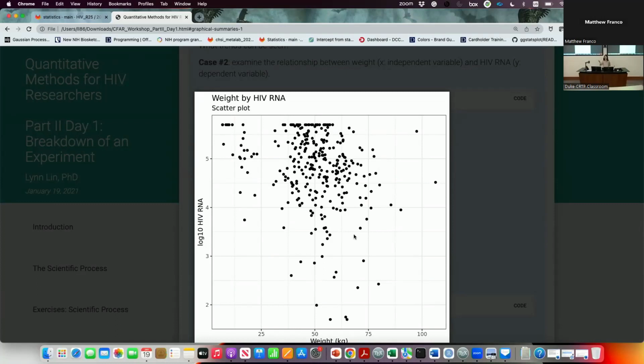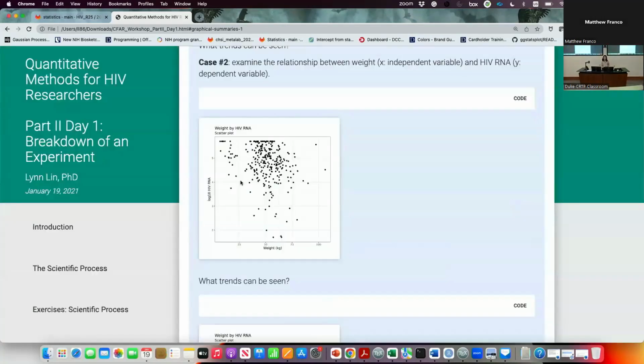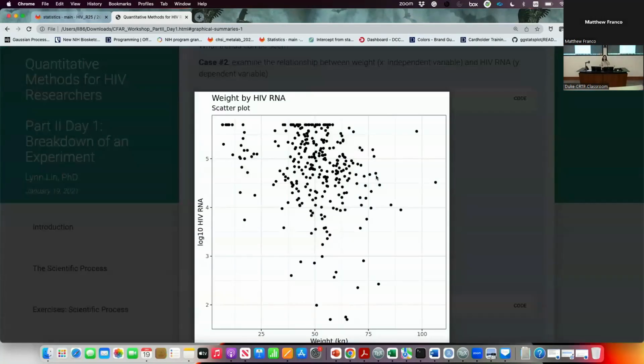I'm trying to say that by the scatter plot, you can actually discover more than just whether there's a linear trend or curvature, etc. You can identify outliers, you can identify patterns. And also you can make this scatter plot more meaningful.